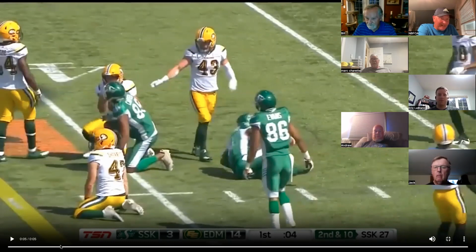I mean, I got it wrong, don't get me wrong, but I just don't understand why they would call that blocking from the rear. That's as close to being on the shoulder as you can make it. Exactly. Could that not be targeting too? Because he hits his head, helmet to helmet, there too. Borderline.